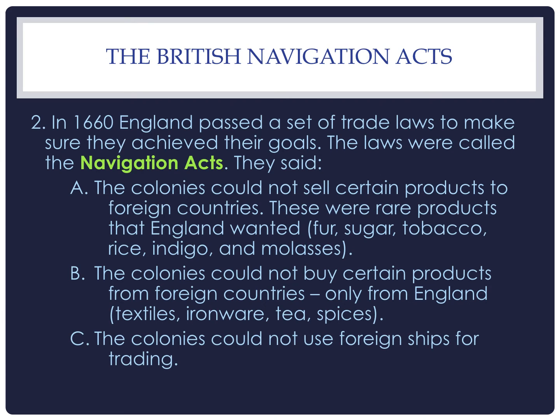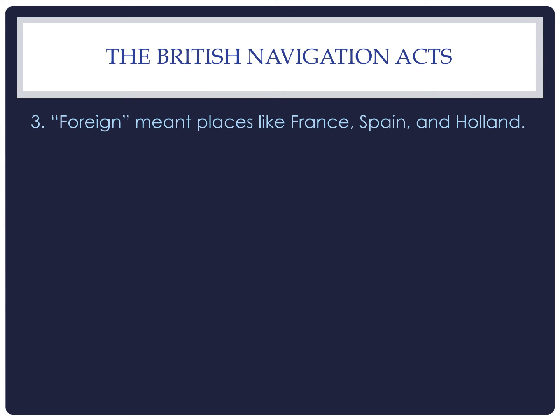And another rule was you weren't allowed to use foreign ships for trade. Right? You were supposed to only use British ships. When we're talking about foreign, mostly that meant countries that were rivals of England, like France, Spain, and Holland. These were the other big countries with colonies, and England was competing with them. So England wanted to make sure that these other countries weren't benefiting from the British colonies.